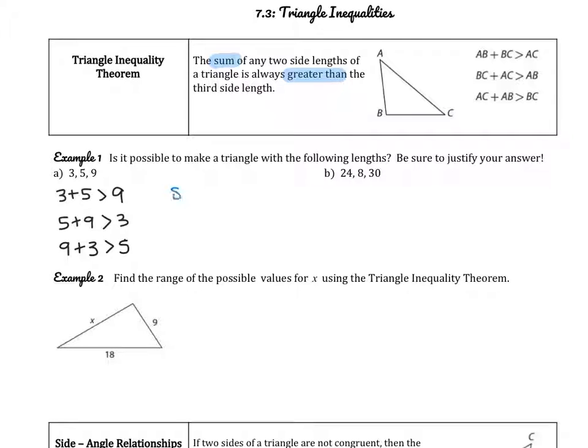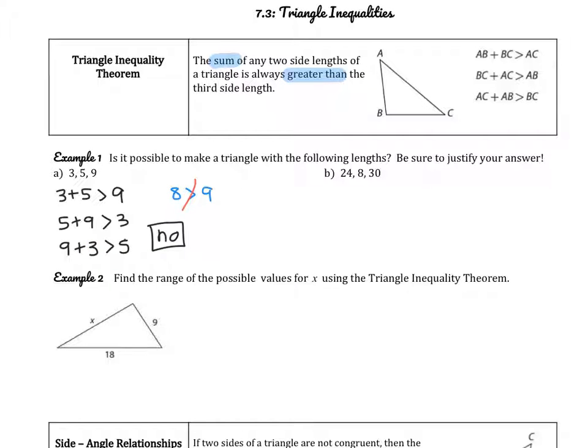So that first one says 8 is greater than 9. So right off the bat, I see that the sum of these two sides is not greater than the third side. So I don't even need to check the other ones. I know this is not true. So is it possible to make a triangle with those sides? No, it is not possible.